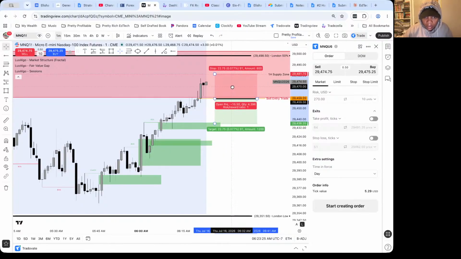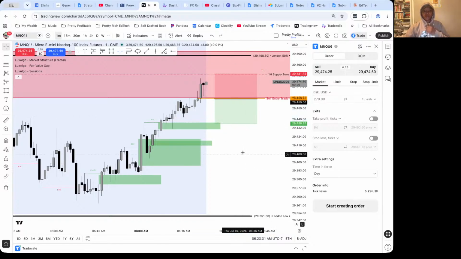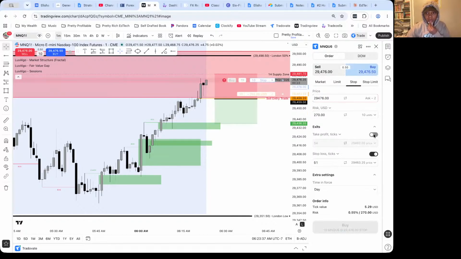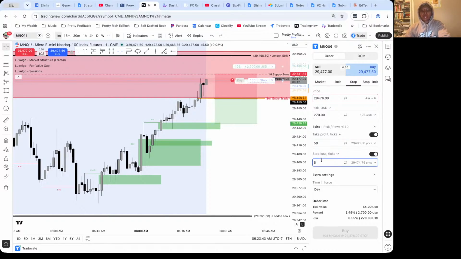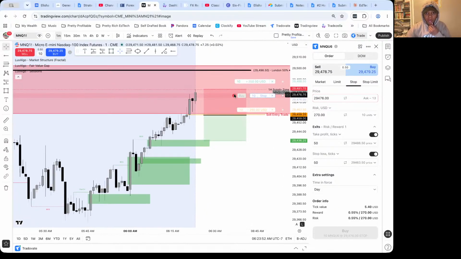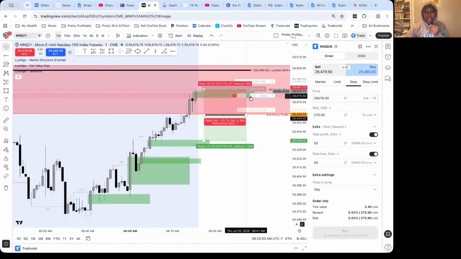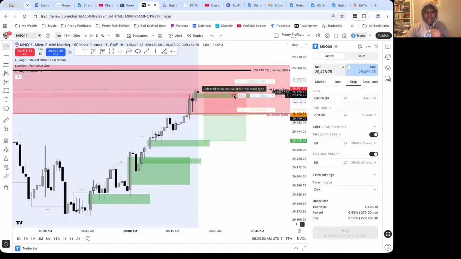I'm able to get in right here on my entry. Okay. Right now I'll do a stop order. Take profit. How does 50 to 50 look? Got 10 units. Okay. Sell price isn't valid for this order type. What does that mean? I need to screenshot this.